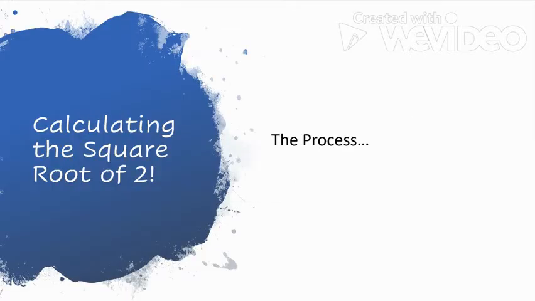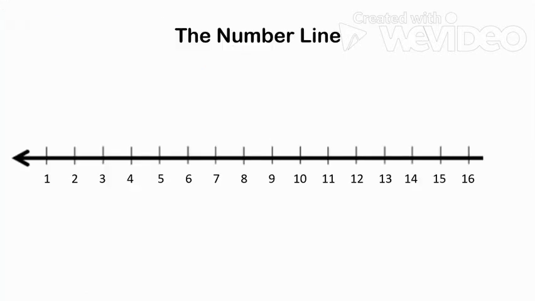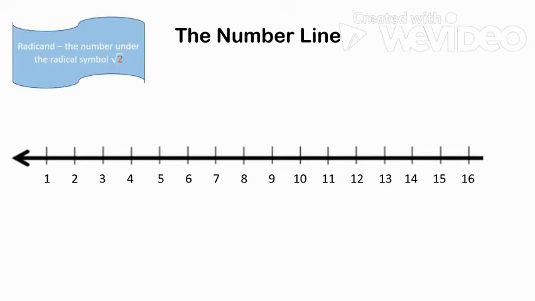And let's calculate the square root of 2. So let's start with the process. I could type it out for you, but in this situation, it's way easier to show you. Before we get started with the number line, I want to introduce this word, radicand. If I ever use the word radicand, it's just referring to the number that's underneath the radical symbol. So if I refer to 2 as the radicand, the square root of 2 is what I'm talking about.